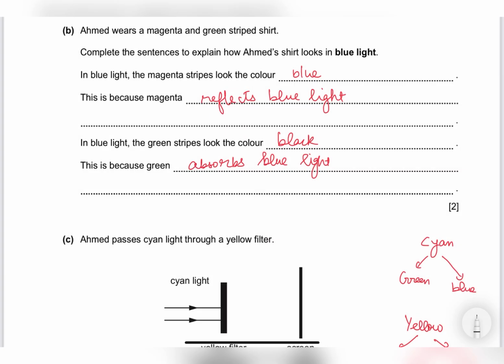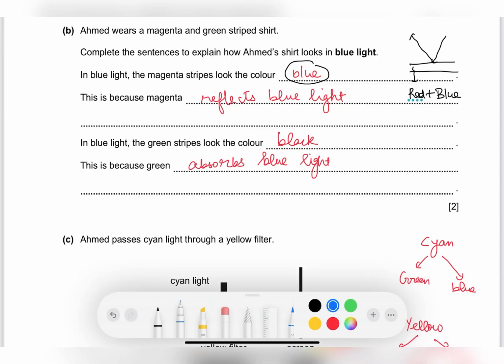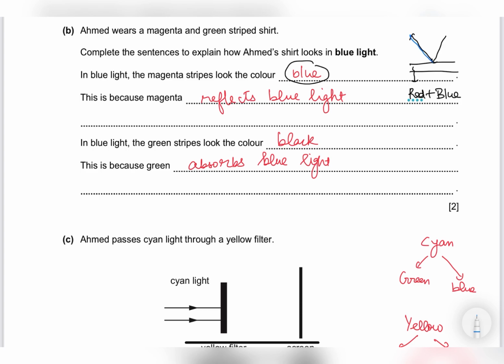Now learners, let's talk about this question. Ahmed wears a magenta and green striped shirt. Complete the sentences. In blue light, magenta strips look of blue colors. But how, sir? Okay, so this is magenta strips. This magenta color is not a primary color. It is made up of red plus blue. All right. So if blue light is coming on it, it will reflect blue light. Let me give blue color. Okay, it will not absorb it.